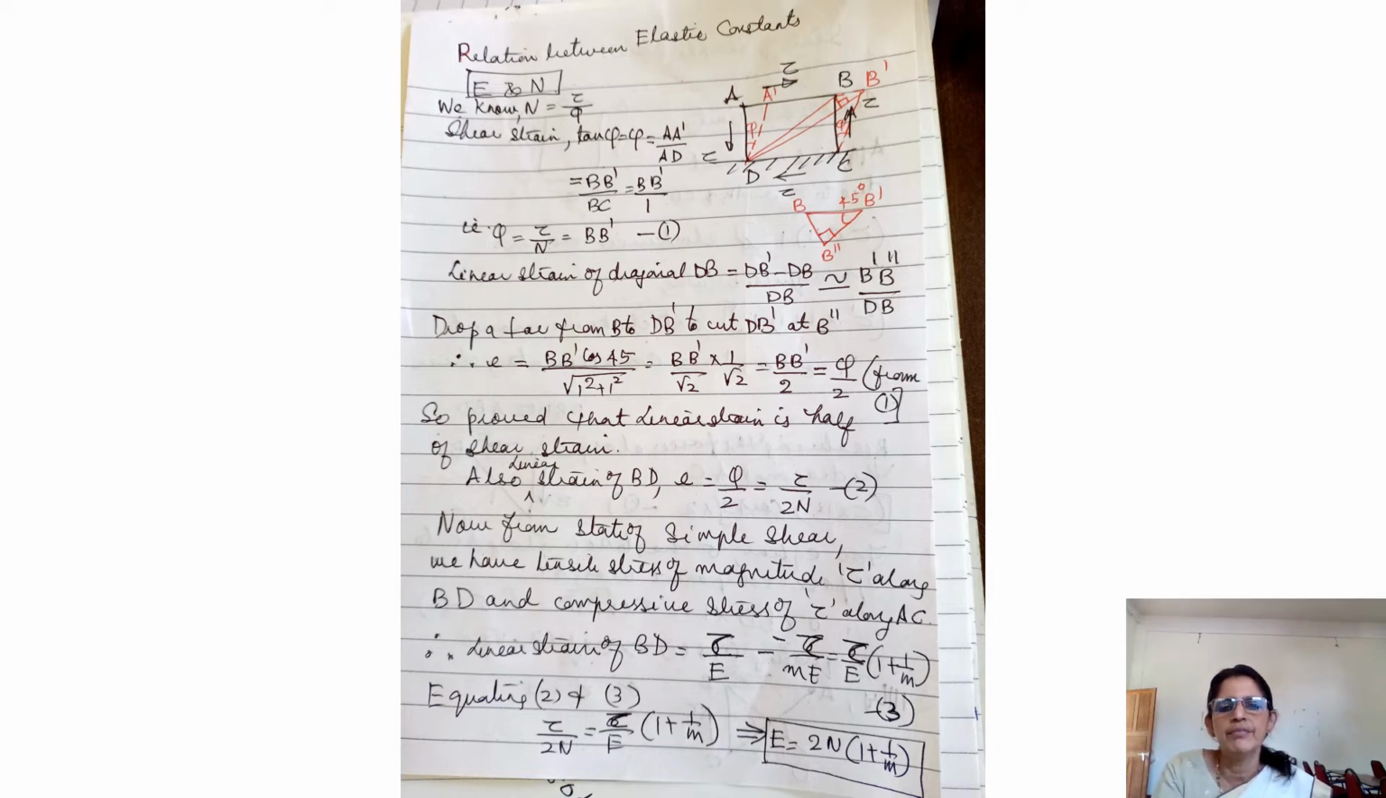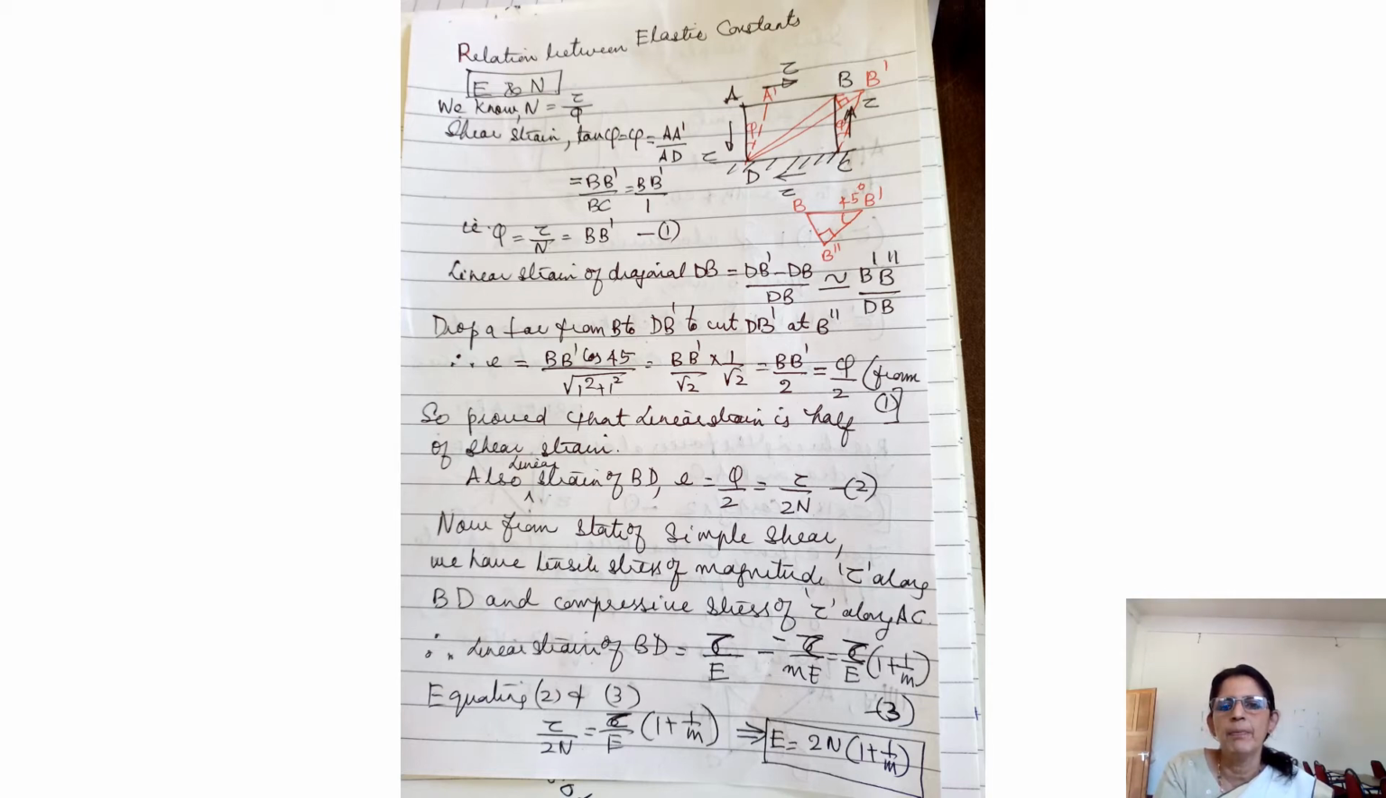Then you have linear strain of diagonal DB. I have taken this diagonal DB which has deformed to DB dash. So linear strain means final length minus initial length divided by initial length. So DB dash minus DB divided by DB. And again this change in length we cannot compute, we don't have any other way. So we are approximating this change in length as equal to B dash B double dash.